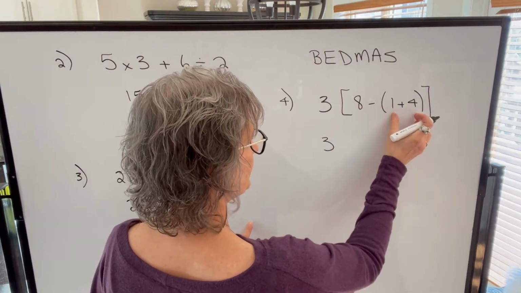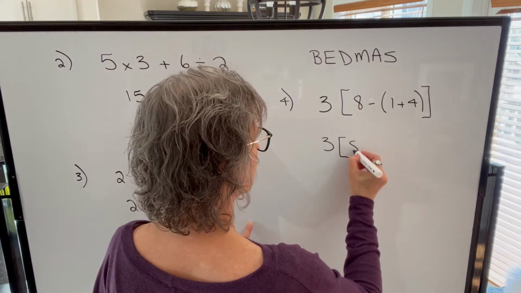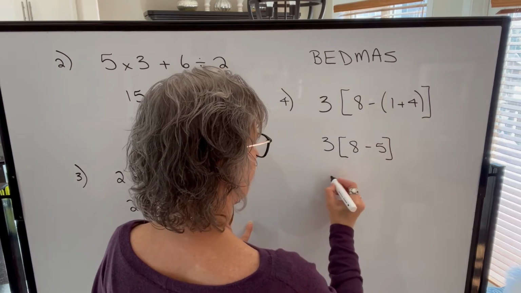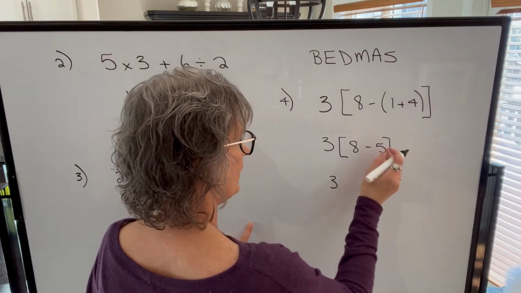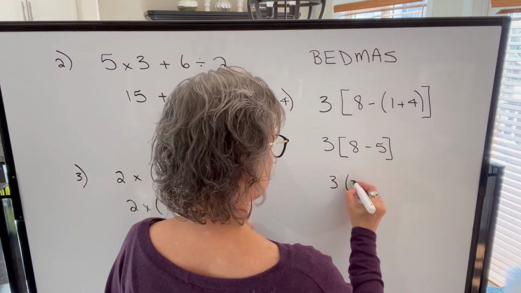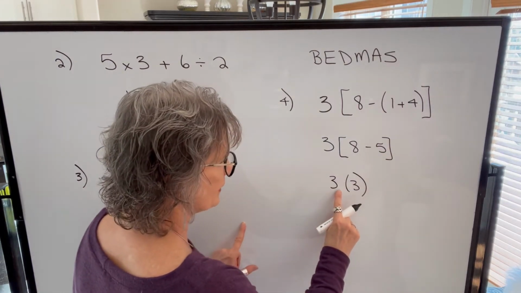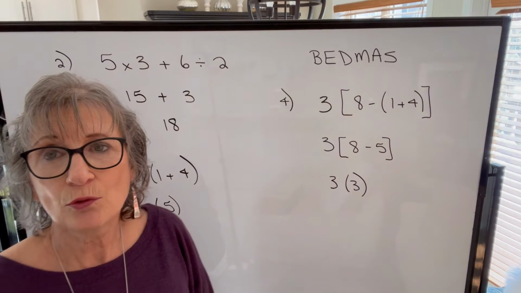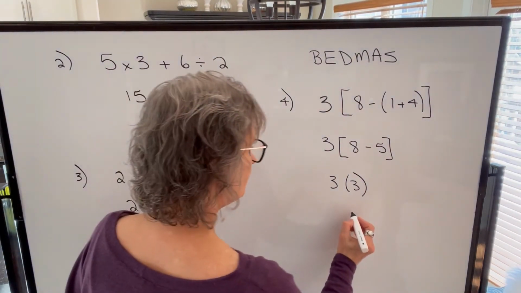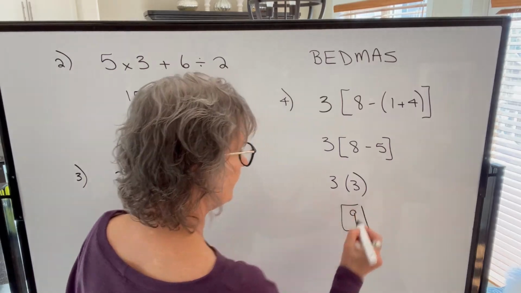We do the parentheses first, the inner brackets first. 1 plus 4. And then 8 minus 5, I do the next set of brackets. 8 minus 5 is 3. Now I've written it as 3 times 3 in that manner rather than with the multiplication symbol. It means the same thing. My result is still 9.